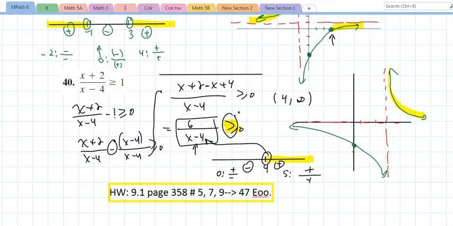Your homework is section 9.1 on page 358, number 5, 7. And I want you to do 9 through 47 every other odd. You could do the graphs. That's fine. It's a good practice.